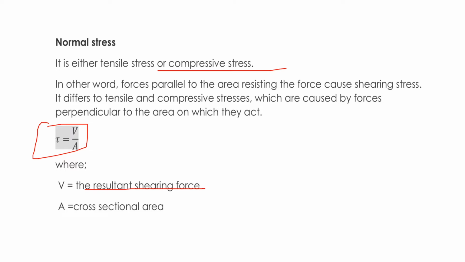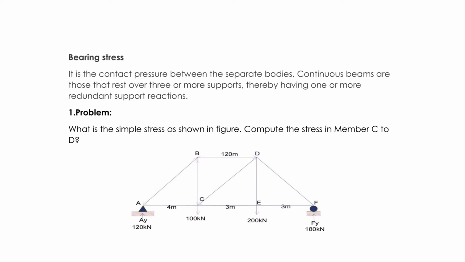And then bearing stress. It is the contact pressure between the separate bodies. Continuous beams are those that rest over 3 or more supports. As we can see here, I provided a diagram that is referring to the simple stress diagram.